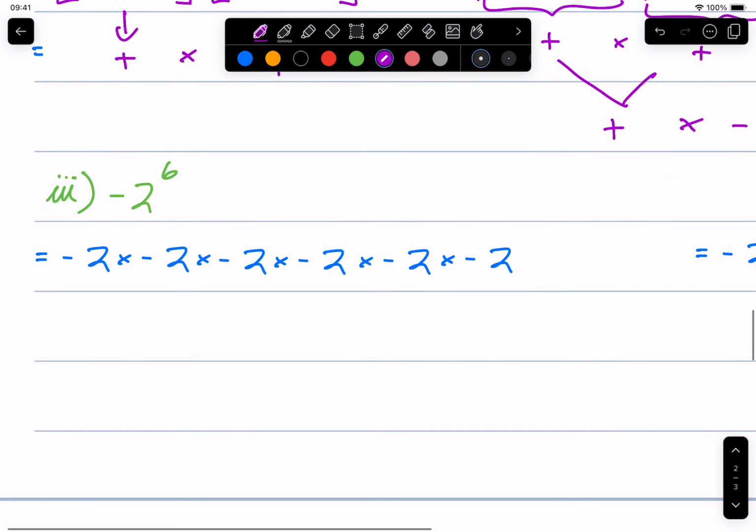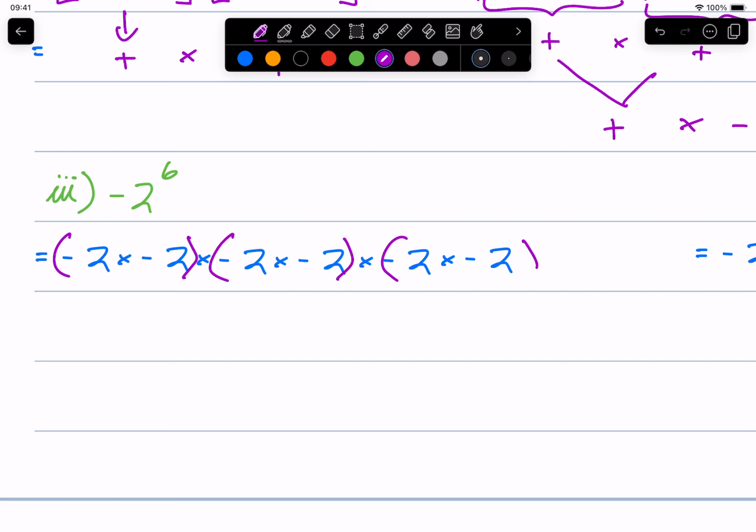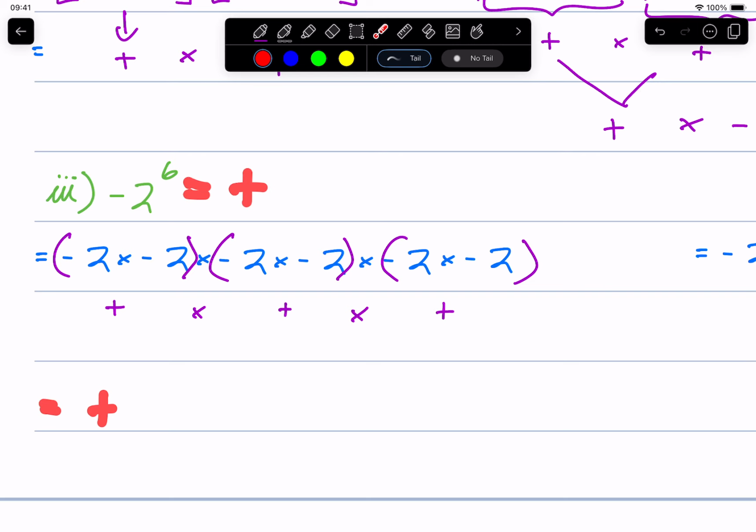Likewise with this, if we try and pair these up, notice how this is an even indice. There's 1 pair, 2 pair, 3 pair. Notice how all of these negative numbers are being paired. So this will be a positive times a positive times a positive. These are all just positive answers now. So the final answer to this must also be positive.